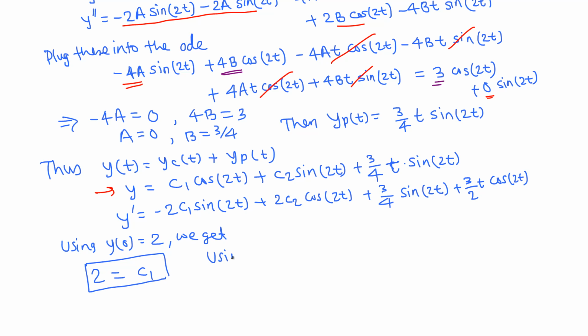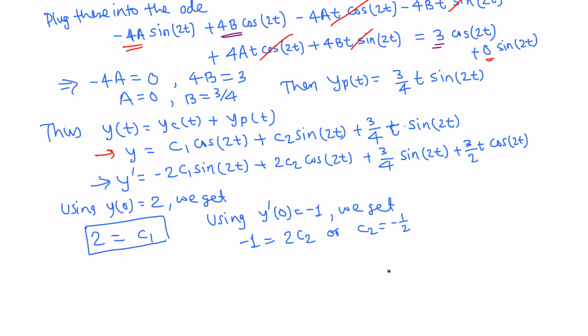Similarly, using the second initial condition, y prime at 0 equals -1, we use y prime here. When t is 0, the sine terms are 0 so these are gone, cosine 0 is 1, so we have 2C2 plus 3/4 sine 0, which is 0, and 3/2 times 0, which is 0. So -1 equals 2C2, divide by 2, and C2 equals -1/2.